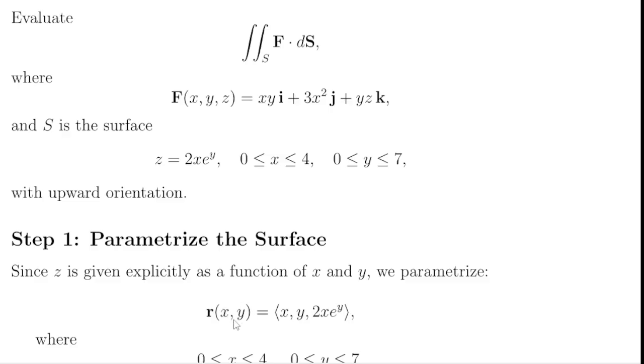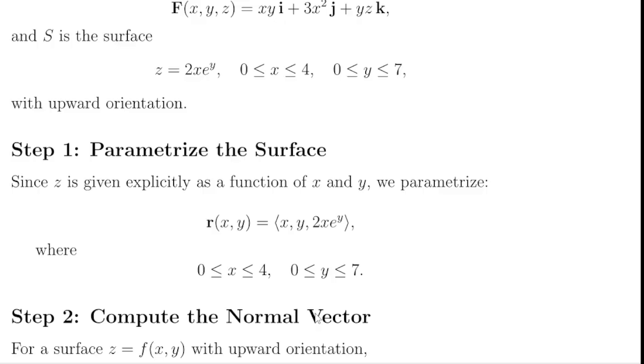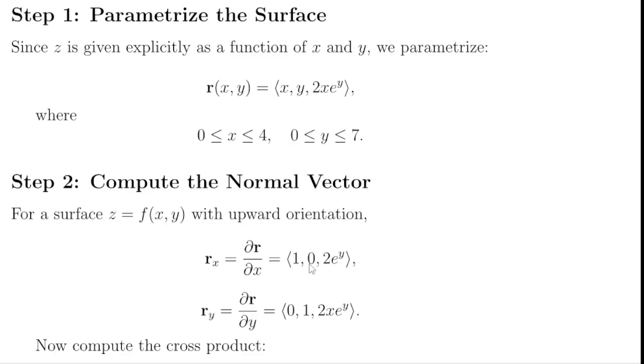So that's going to be our r of x, y. That's just going to be x comma y comma z, which z in our case is 2x e to the y, where x is between 0 and 4 and y is between 0 and 7. And now we can compute the normal vector. So for the normal vector, we're going to take the partial derivative with respect to x and y to get 1, 0, 2 e to the y, and then 0, 1, 2x e to the y.